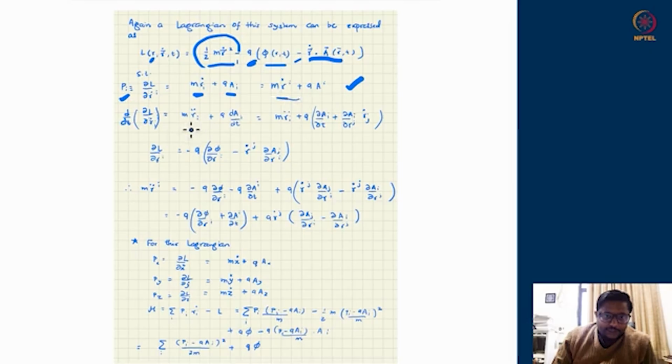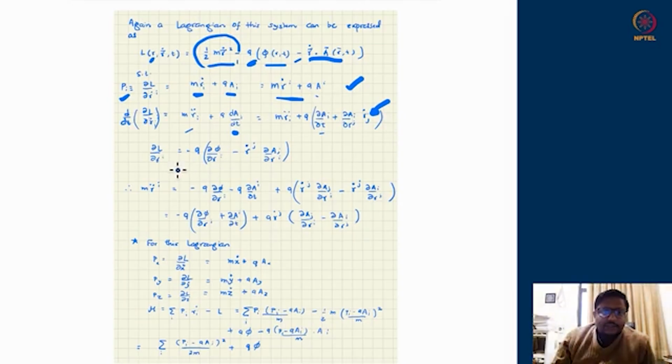The first term will be just the acceleration term, M Ri double dot, and then the total derivative of Q times Ai, which becomes Q times dAi upon dt. This is the total derivative. Therefore, the total derivative can be written in terms of the partial derivative with respect to t and then, by the chain rule, the partial derivative of Ai with respect to Rj and then dRj upon dt, which is written as Rj dot. So this would be the first term in the Euler-Lagrange equation, the left hand side term.